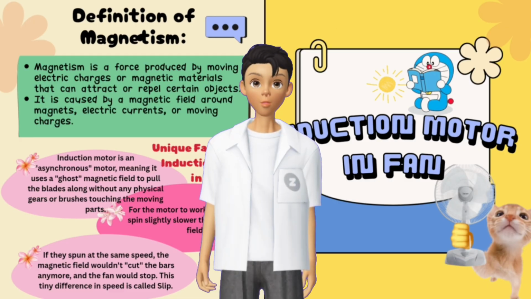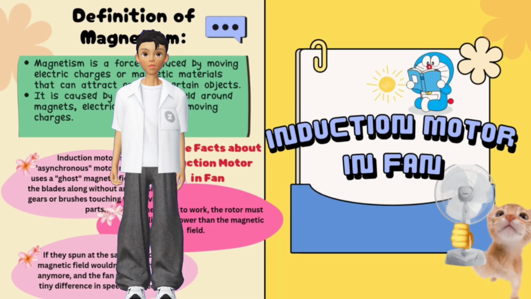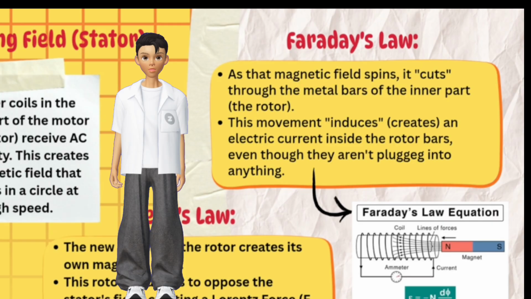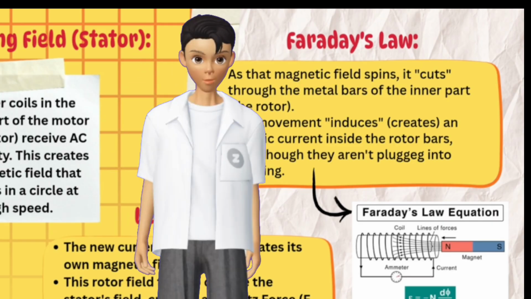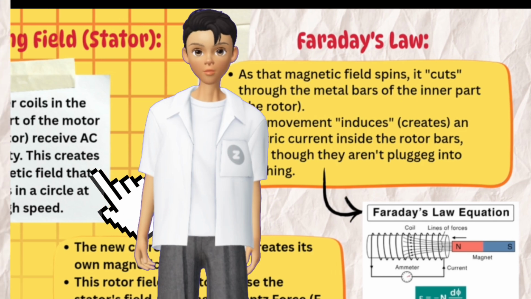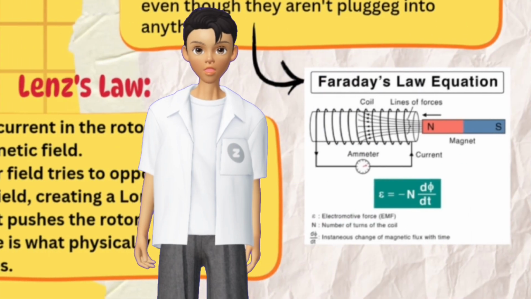Let's see how far this law is applied in the induction motor. As the magnetic field spins, it cuts through the metal bars of the inner part, which is the rotor. This movement induces, or creates, an electric current inside the rotor bars, even though they aren't plugged into anything. Therefore, electromotive force can be produced, and it can be calculated using the formula EMF equals negative N, the number of turns of the coil, times the instantaneous change of magnetic flux with time.